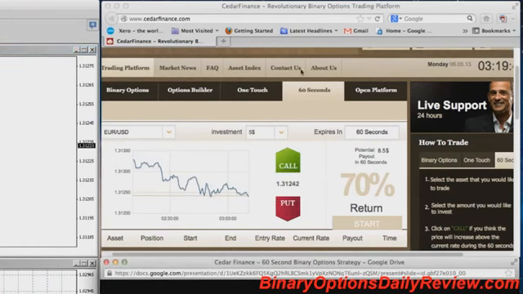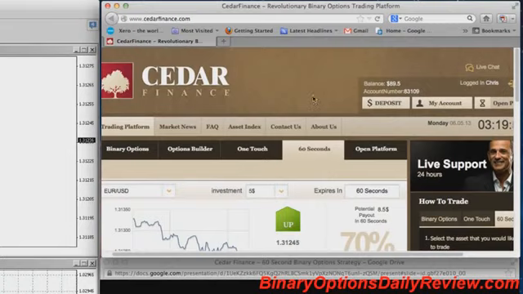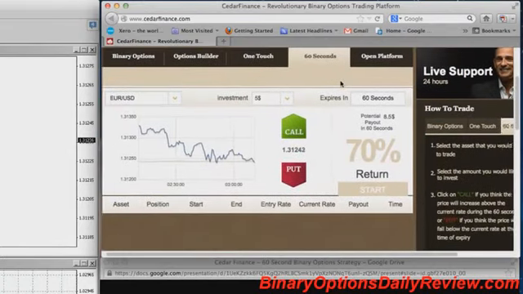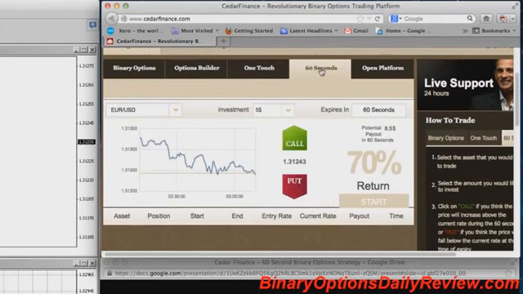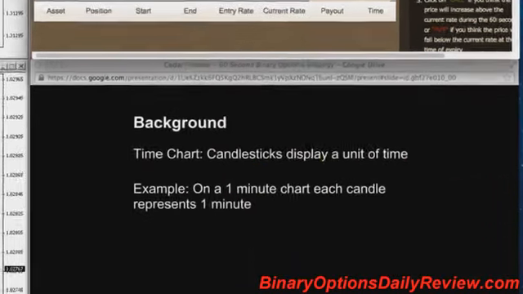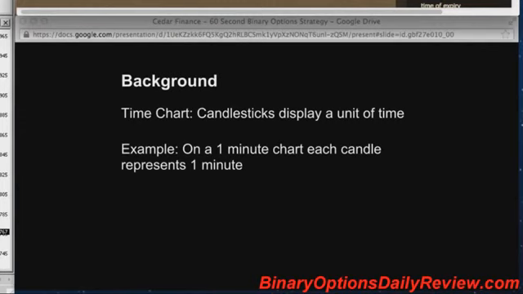Also, in this window here I've got Cedar Finance open and logged in. I'm on this 60 seconds sub page. Here I can select the different currencies that I want. My investment amount, $5 is the minimum, and up or down, and I'm getting a 70% return on the Euro USD, for example. If I bring up the AUD USD, it's also the same, 70% return on any investments.